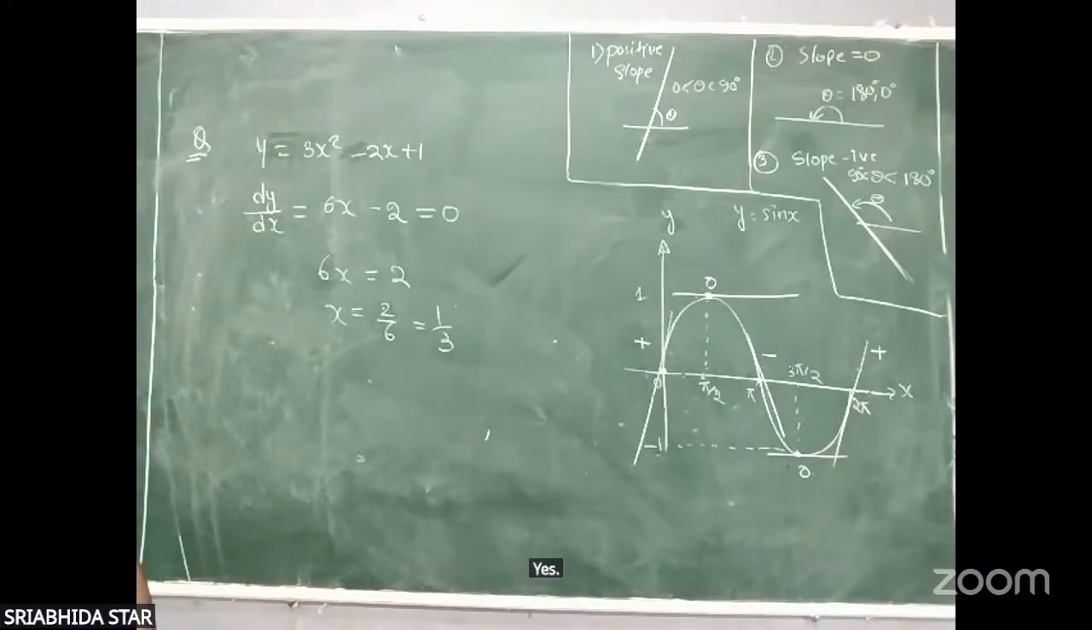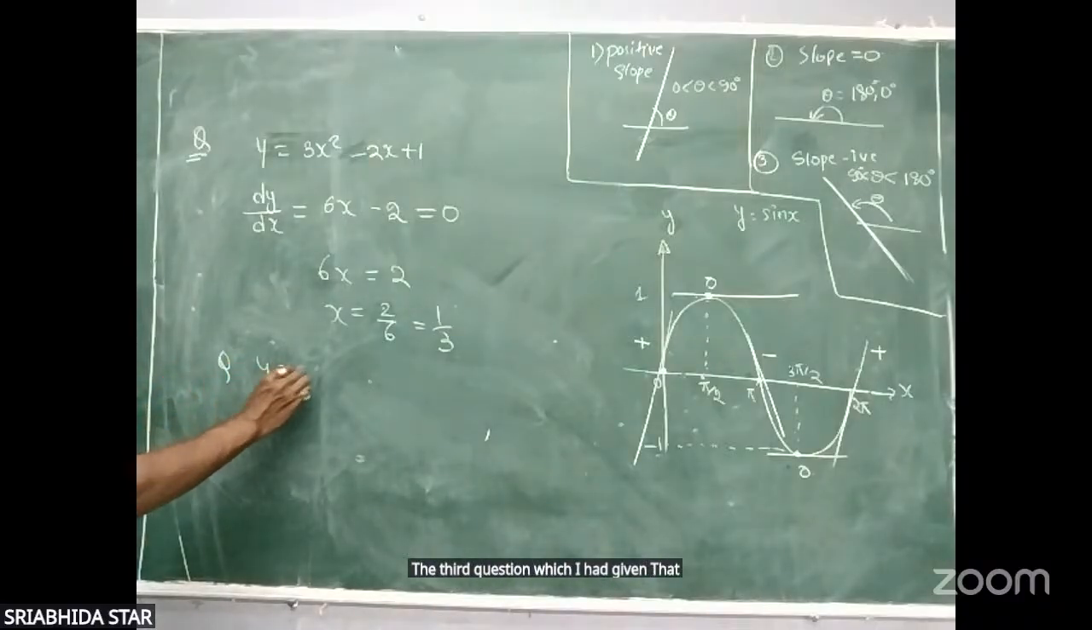The next question, the third question which I had given, is y equals 1 by x squared minus x. And we need to find the slope at x equals 0.